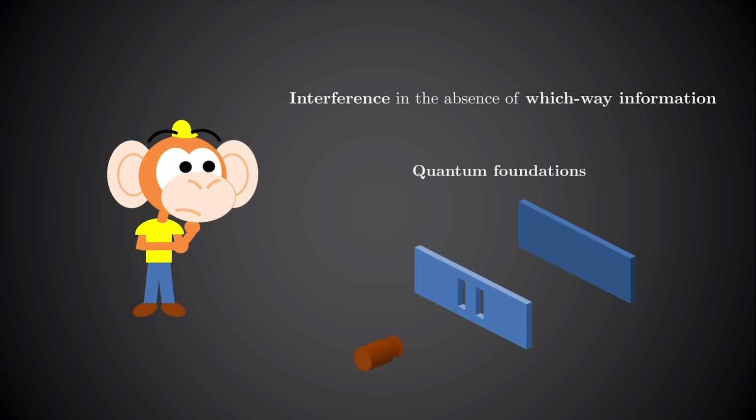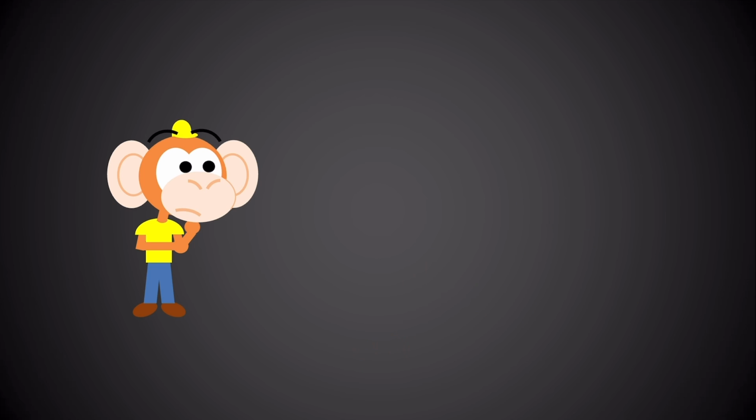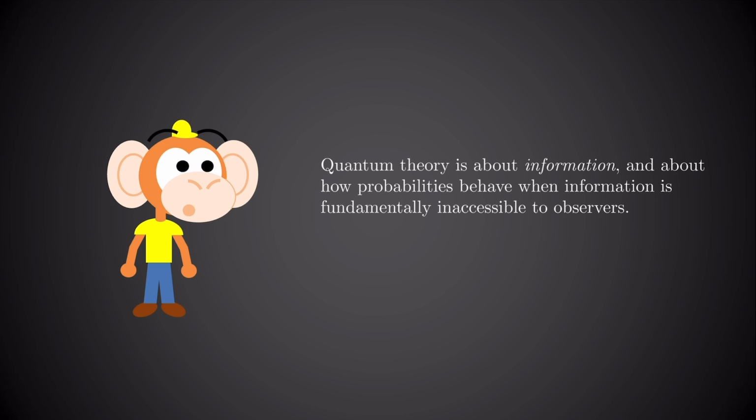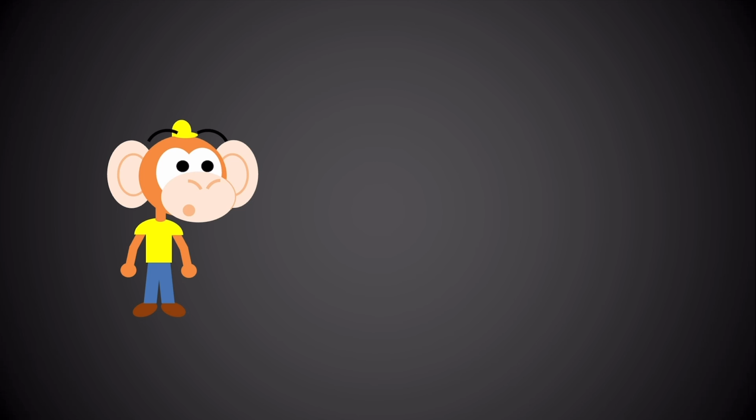So does all of quantum mechanics just boil down to probability with minus signs? Certainly not. There's definitely more to the story. But what we have done here does give us a taste of what quantum mechanics is truly about, and it's not about particles and waves. It's about information, and about how probabilities behave when information is fundamentally inaccessible to observers. Not bad for a silly little question, I would say.